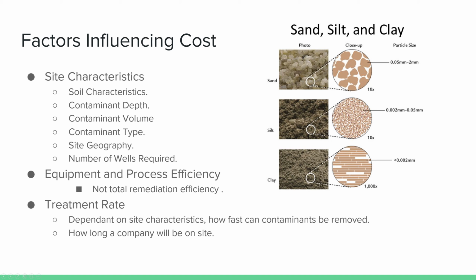That leads into the treatment rate. If you're able to treat the contaminant at a faster rate than a different process, then the cost will be lower because it doesn't take as long to treat the contaminants. This also depends on specific site characteristics such as permeability, the depth to the contaminant zone, as well as the contaminant volume and type.